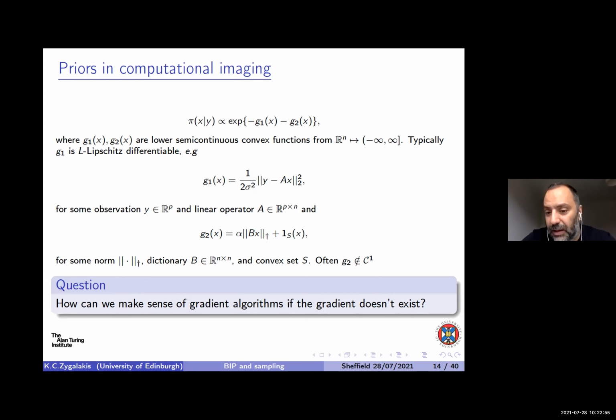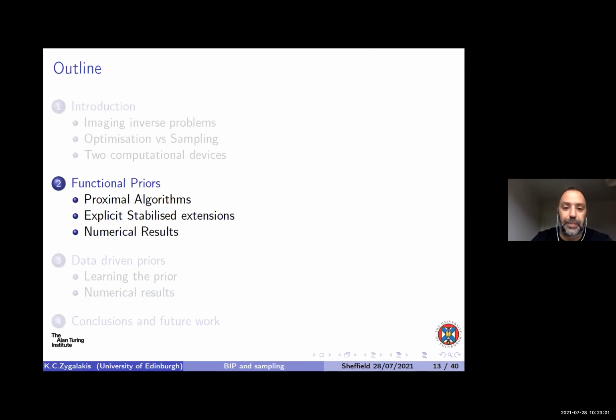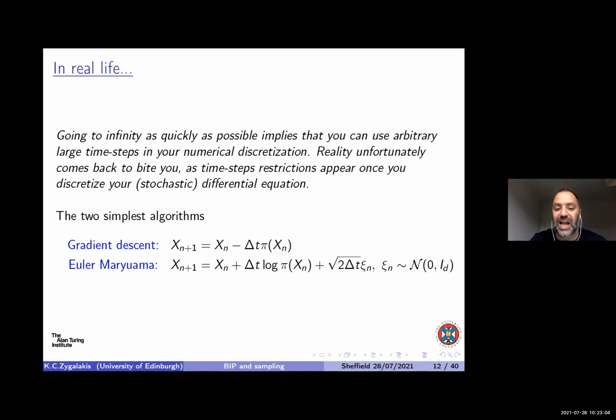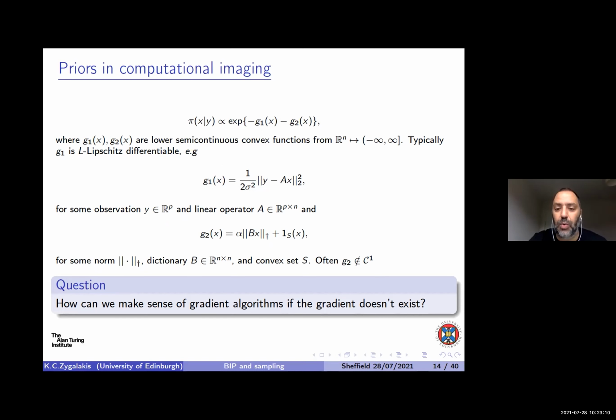And basically, the first problem that appears here is that, in the previous slide, I told you about two simple algorithms. They both involve the gradient of pi, or the gradient of log pi, which in this case is nothing else than the gradient of G1 plus the gradient of G2. But for most of the typical priors in computational imaging, we would get posteriors in which G2 is not differentiable. So it creates the following question: how can we make sense of a gradient algorithm if the gradient doesn't exist?